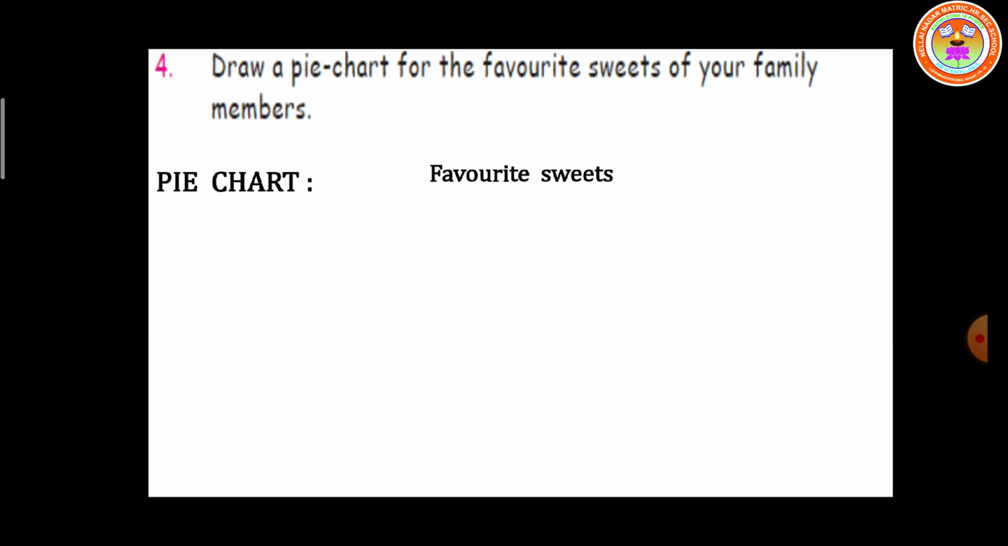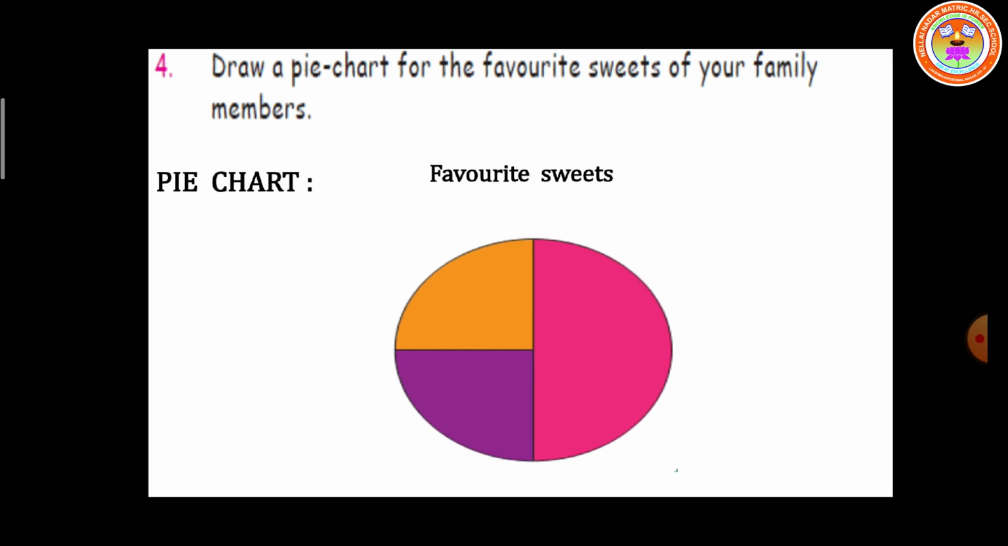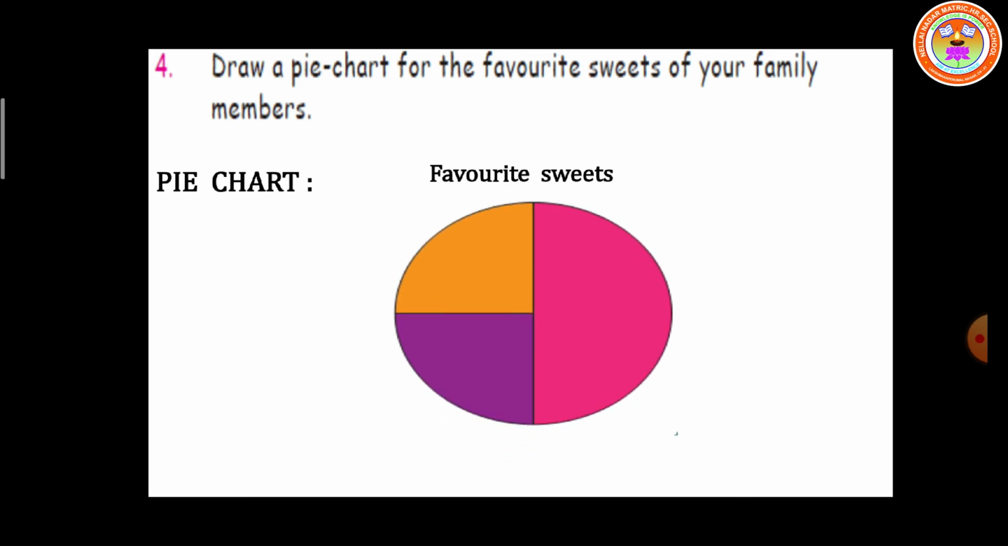Then draw a pie chart for the favorite sweets of your family members. Students, see, the heading is very important for the pie chart. While you are drawing the pie chart, you must write down the heading, that is, the title is very important. What title can you give here? Favorite sweets of your family members. First, you have to draw the circle and use different colors.